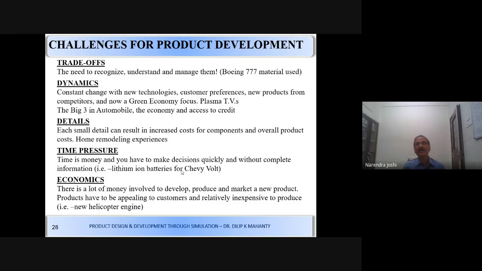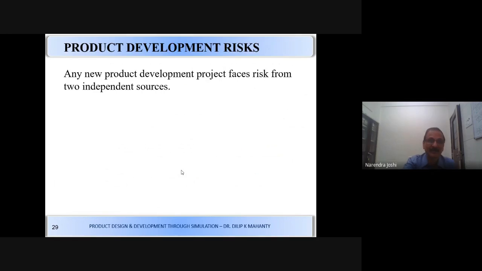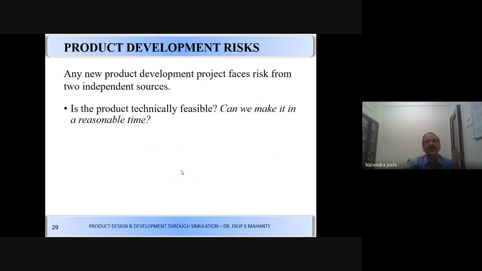There's a lot of money involved in developing, producing, and marketing a new product. Products have to be appealing to customers, and relatively inexpensive to produce. For a new electric design, I can't ask for $1 million for the electric design or engine. I need to see how much I can do, taking into account the cost aspect, quality aspect, time and its utilization, and the life of the product. So what are the risks of this? Is the product technically feasible? Can you make it in a reasonable time?